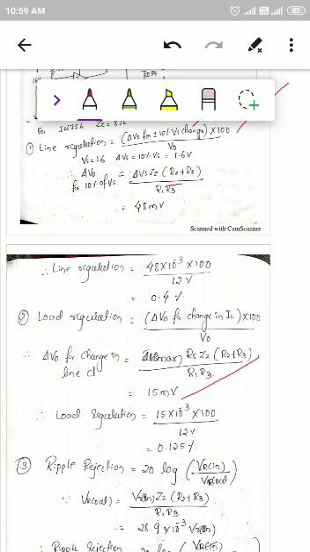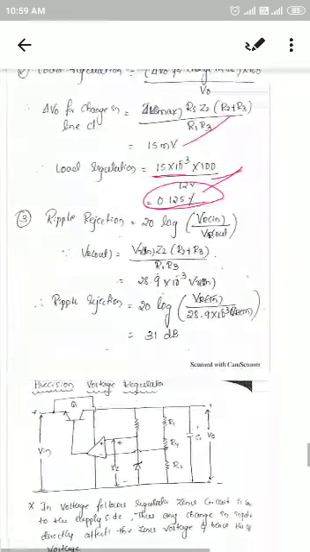Then substitute this delta V naught in this equation and you will get the load regulation. Delta V naught for change in load current is 15 millivolts, so 15 into 10 raised to minus 3 into 100 divided by V naught, which is 12. So the load regulation is 0.125%.